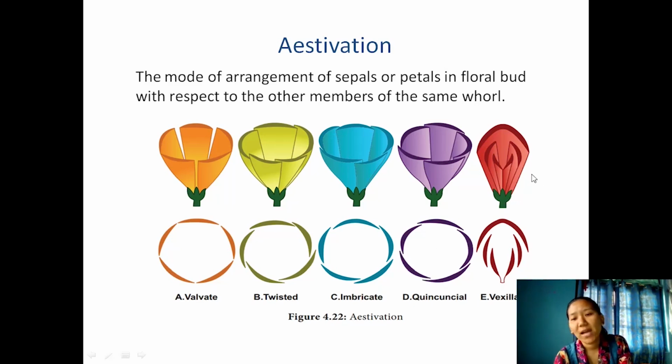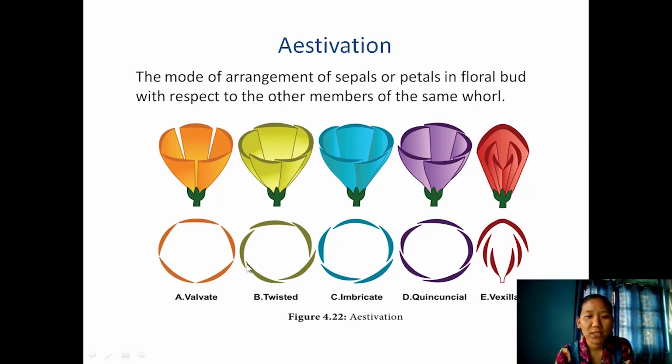Now the last type of estivation is very special. This is especially found in leguminous plants, like the papilionaceous flower like pea. It has a very large petal called the standard, which overlaps the wings here, and this wing in turn will overlap the keel region, that is the anterior region here, completely. Such a type of estivation is called vexillary estivation.